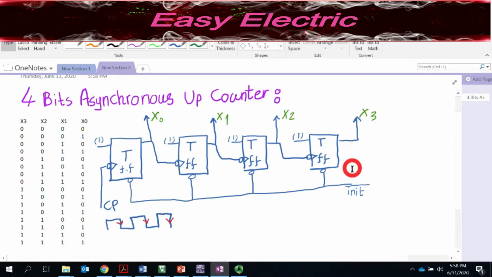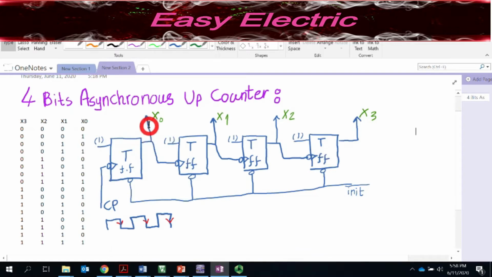As you could see here, we actually use 4 T flip-flops. As you probably know, with the T flip-flop, whenever you give a 1 in the input, it toggles the previous state or condition, and whenever the input of the T flip-flop is 0, it just holds. So we use 4 T flip-flops. Their input is just 1.